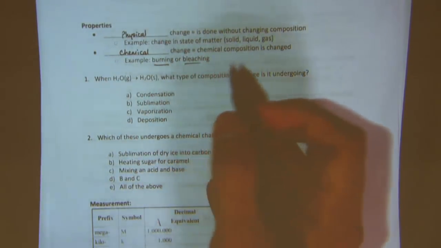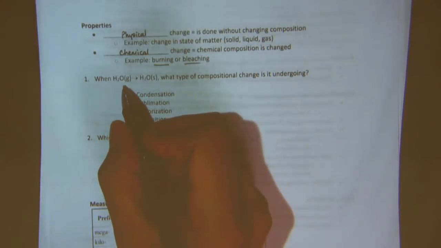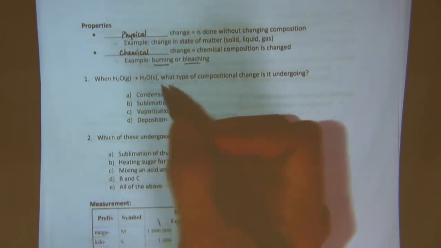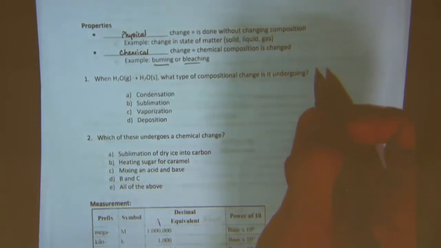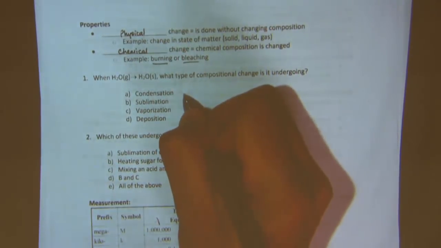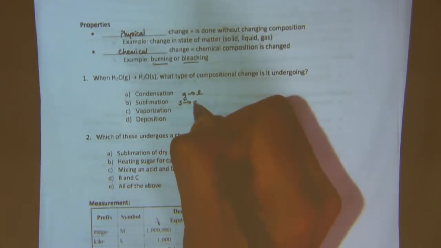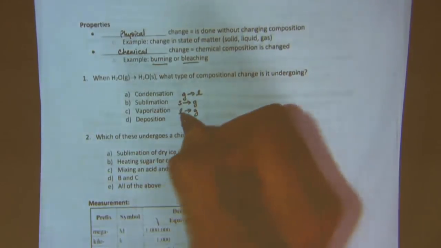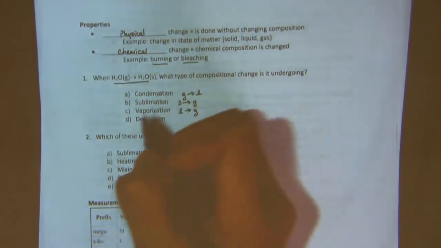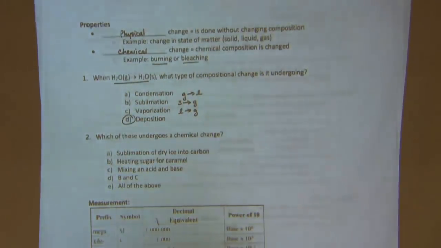So a particular example is when water in the gas form becomes solid form, which type of change is it undergoing? Condensation is from gas to liquid. Sublimation is from solid to gas. Vaporization is from liquid to gas. And deposition represents what this is talking about, gas to solid. So that would be our answer.